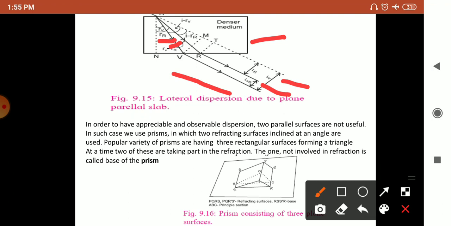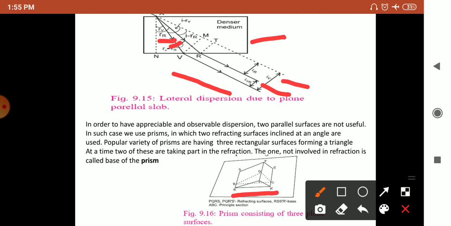Then, to have appreciable and observable dispersion, two parallel surfaces are not enough. So in that case, we use a prism, in which two refracting surfaces inclined at an angle are used.